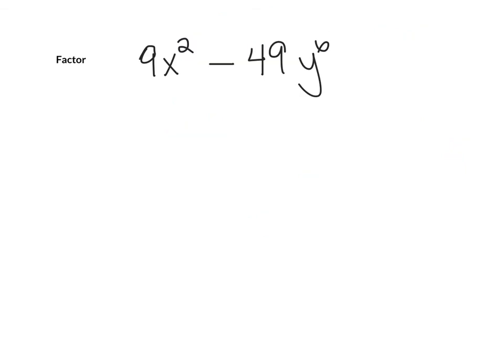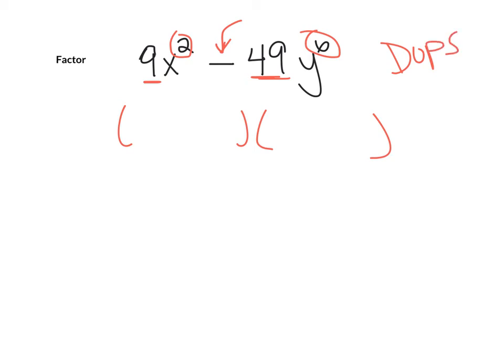Let's try this factoring problem type again. The first question I ask, are my coefficients perfect squares? The answer is yes. Are my exponents even? The answer is yes. Is there a minus sign? Yes, it is. So right away, I can go with my two parentheses because I know what kind of problem it is. It is a DOPS problem, difference of perfect squares.